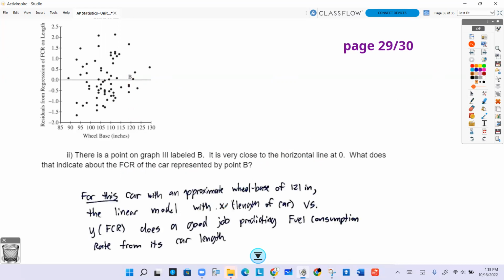the linear model with X as your length of car versus Y as your FCR does a good job predicting the fuel consumption, because if it's close to the horizontal line on the residual plot, it's pretty close to predicted. So you simply, in this case, want to comment on that.